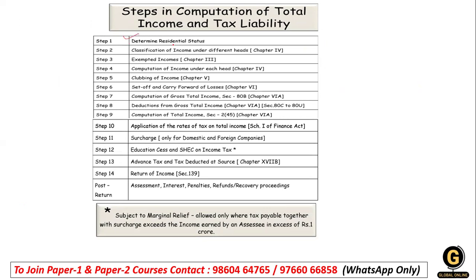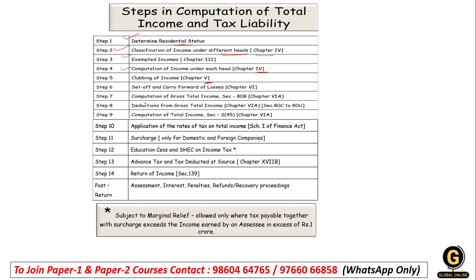Now, let's understand the steps of the income tax liability. First step, determine the residential status. Second step, classify the income under the different heads, which is given in chapter 4. Clear? After that, exempted income, in case of any exempted income which is given in chapter 3, we have to specify that. And the fourth step is to compute the income under each head, which is given in chapter 4. Now after that, we club all the heads of income in chapter 5.